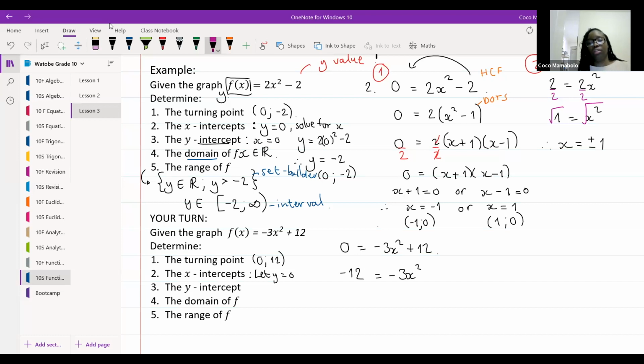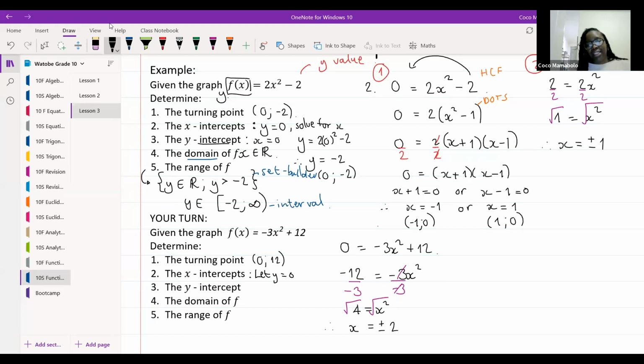Negative 12 equals negative 3x squared. Then you divide both sides by negative 3. Good. Then it will be 4 equals x squared. Then you square root both sides. Good. Therefore, x equals 2. Or remember, we can't just take the 2, Abuyani, we need both. So we need to take plus or minus. Or minus 2. Excellent, good.